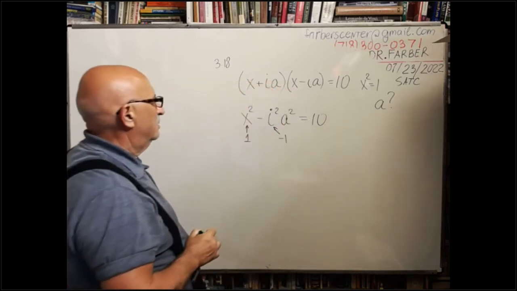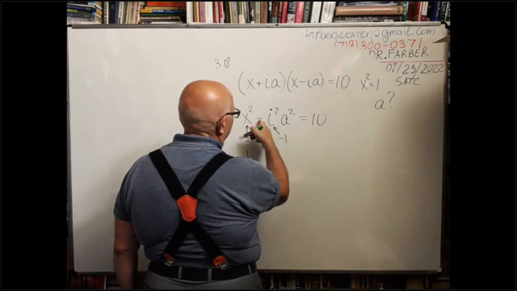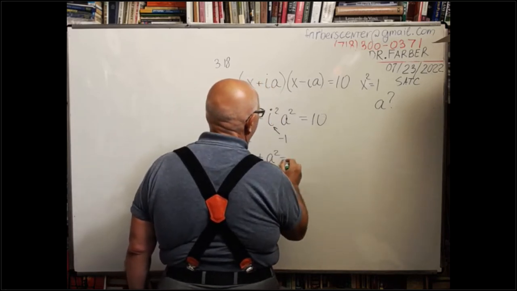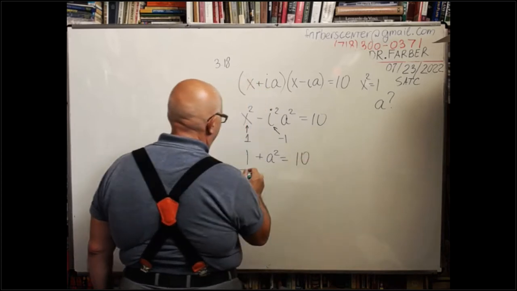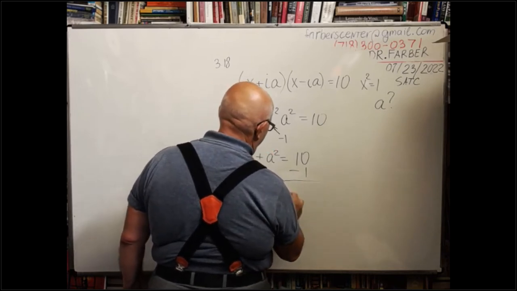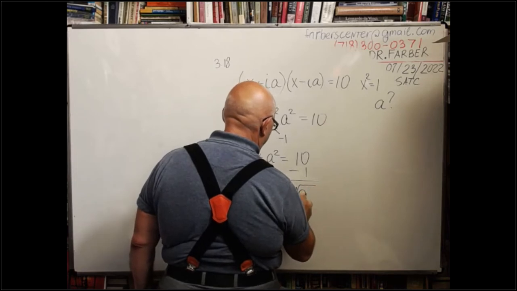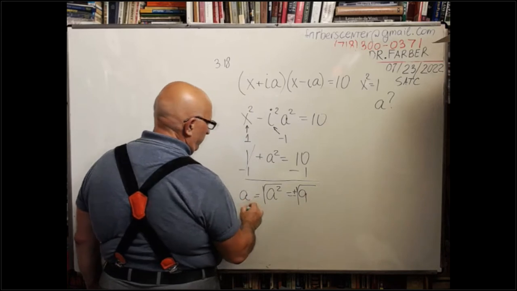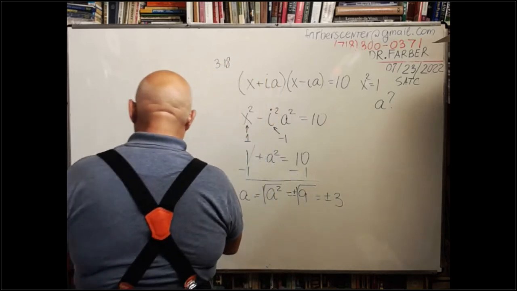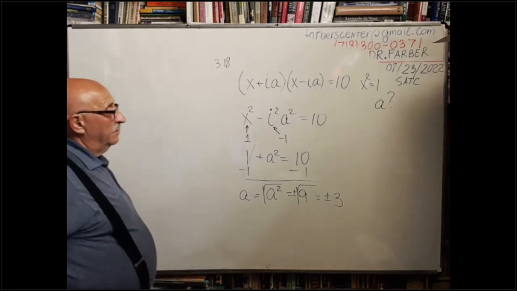By definition for imaginary numbers, what we have is 1, minus minus is plus, plus a squared equals 10. Minus 1 and minus 1 cancel out. A squared equals 9. How to find a? Take the square root of both parts. Don't forget to put plus minus. And this is a equals plus minus 3. And what is the question? What is the value of a? Plus minus 3, or 3 here if you take positive. If you have any questions, ask me.